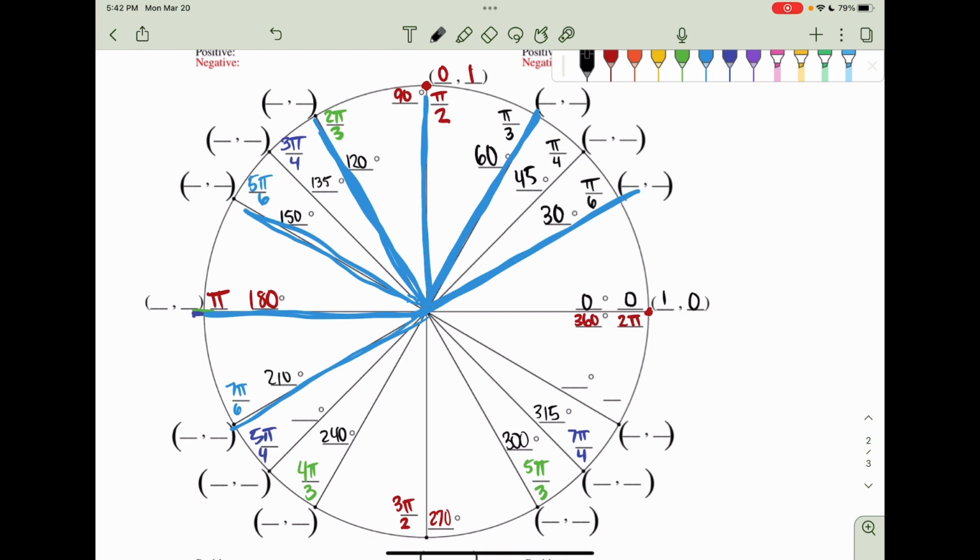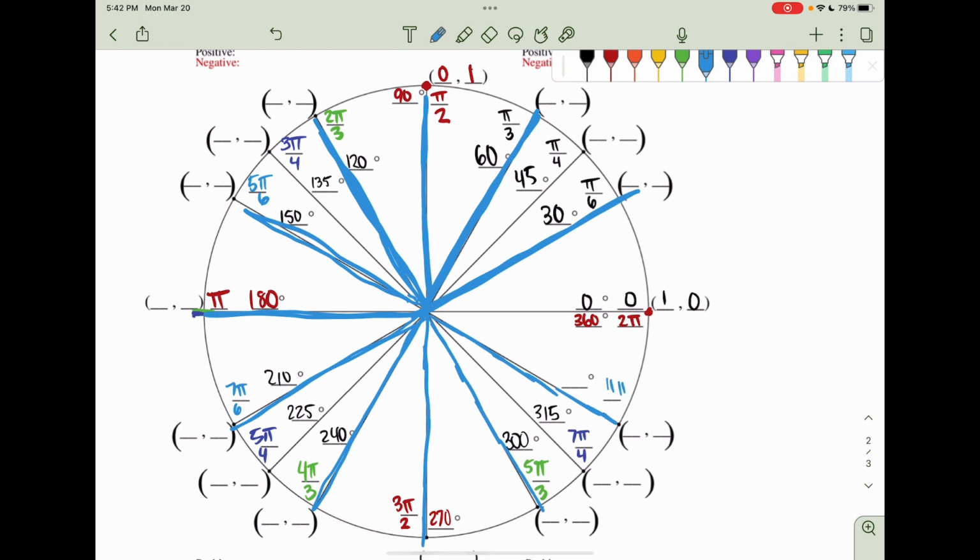Oh, I forgot my degree value on 5 pi over 4. That's going to be 15 degrees more than 210, so that's 225. Again, I don't have any pi over 6's that are independent of the others. My 8 pi over 6 simplifies to 4 pi over 3. 9 pi over 6, 3 pi over 2. 10 pi over 6 simplifies to 5 pi over 3. And finally, 11 pi over 6 is my new one.